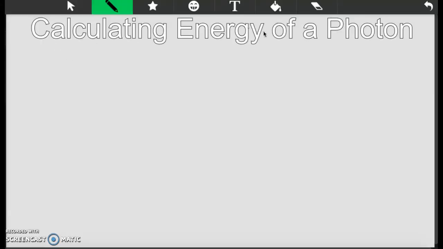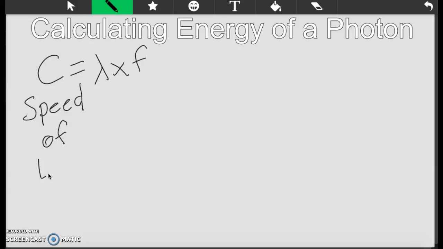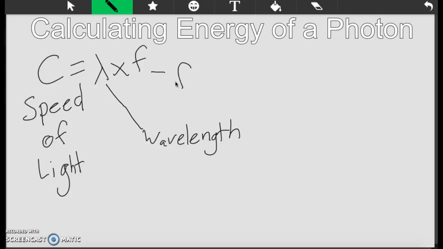Okay, calculating energy of a photon. This is that second formula that we learned. The first one was constant equals wavelength times frequency. So that's speed of light, lambda was wavelength, and F is frequency.